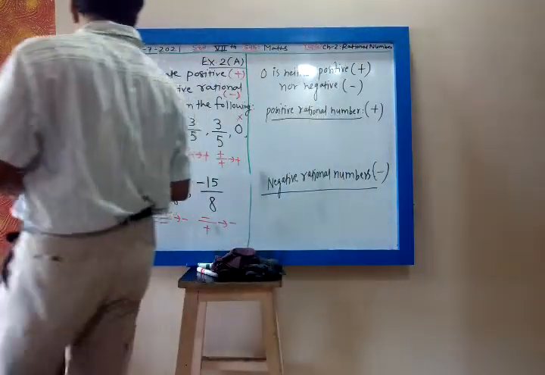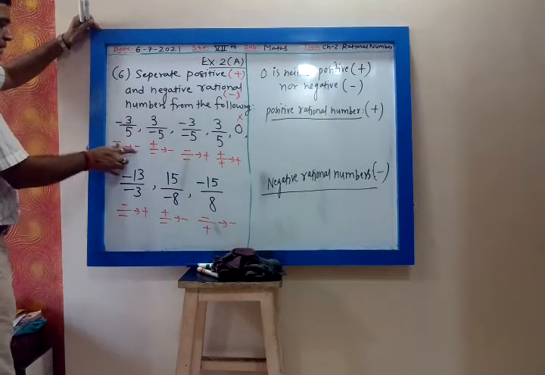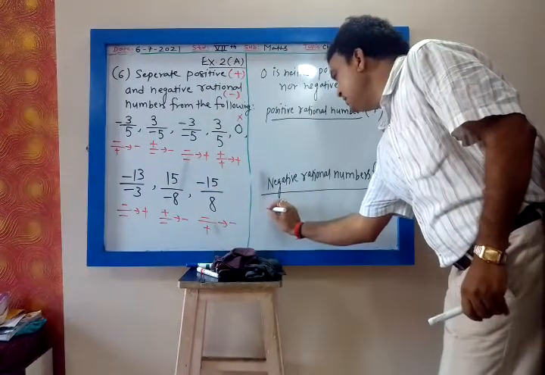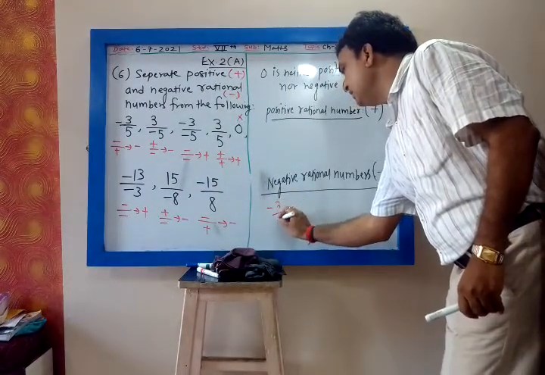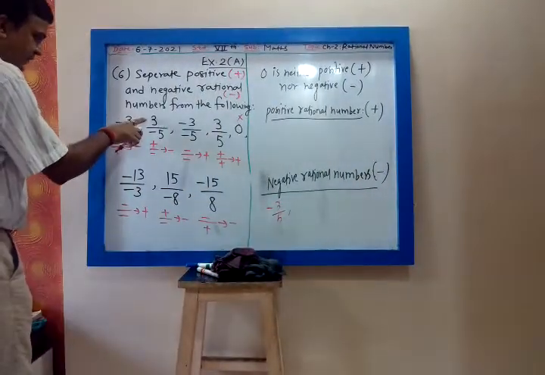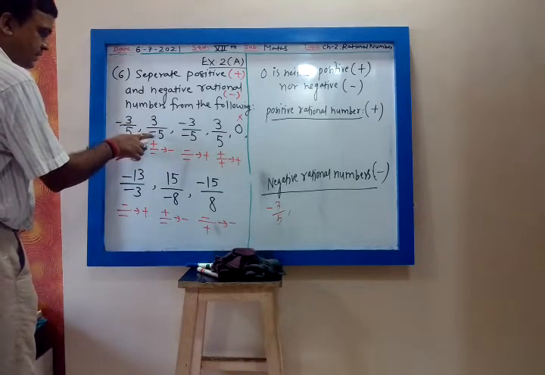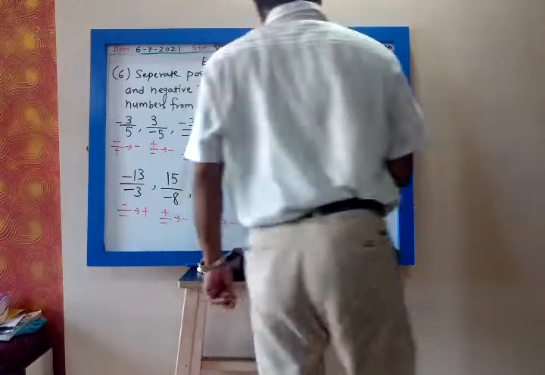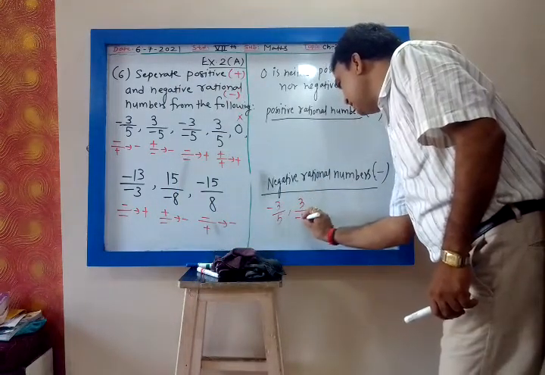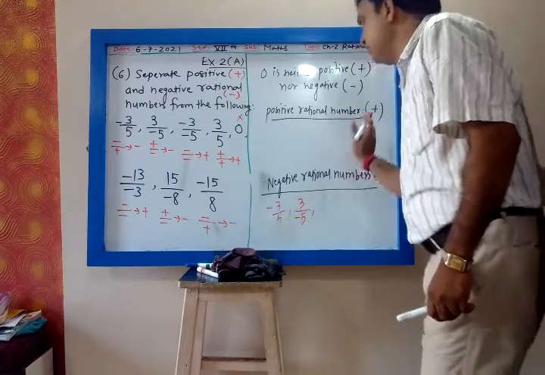So let us take first, minus 3 upon plus 5. Minus upon plus is minus. So minus 3 by 5 is negative, so we write minus 3 by 5 in the negative rational numbers. Next, plus upon minus. So 3 upon minus 5 is negative rational number, because plus upon minus is minus. Minus upon plus is minus.